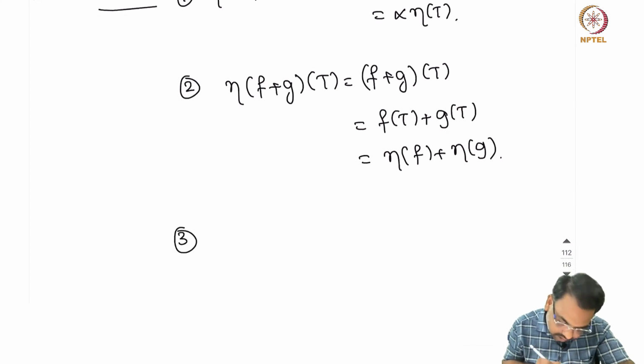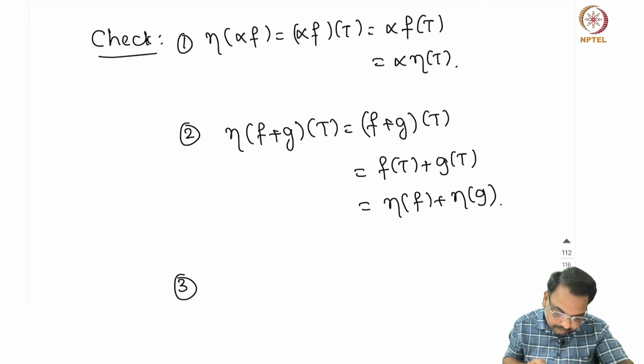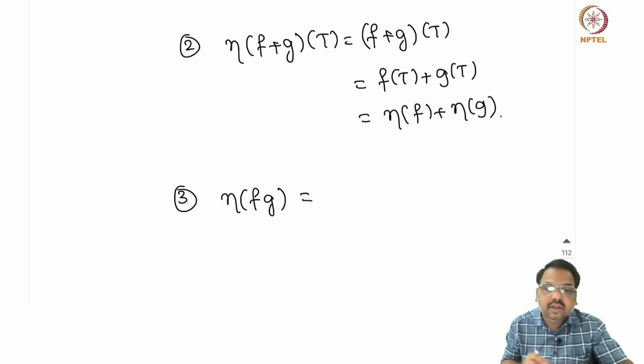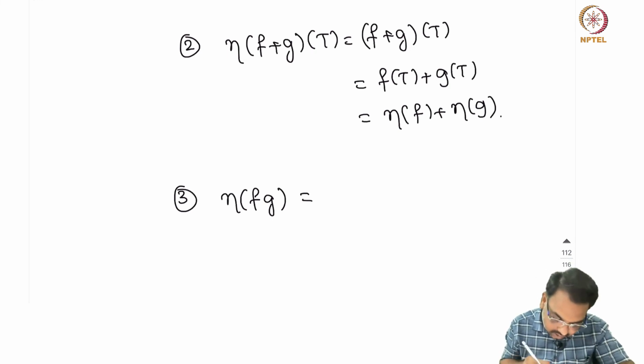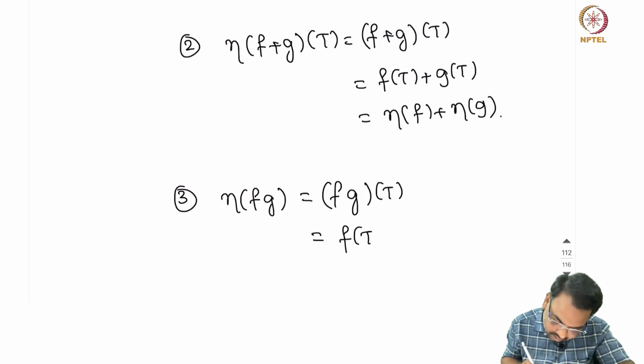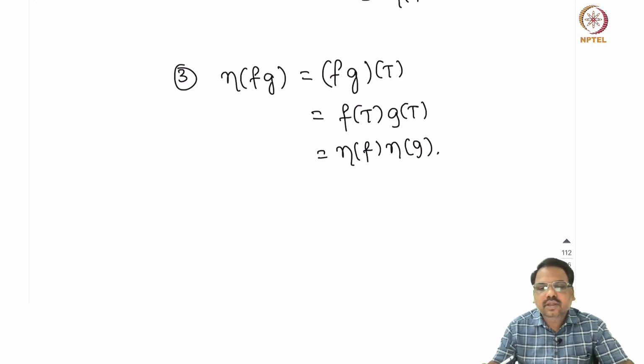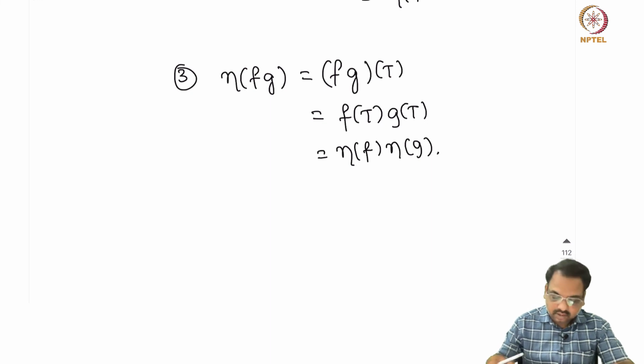Now in the same way we can actually show that eta is a linear map, and we can also show that eta of fg is nothing but eta f into eta g, that is fg acting on t is f of t into g of t. This is eta f into eta g. Again, this can be shown using the polynomials. You can approximate f by a sequence of polynomials Pn and g by a sequence of polynomials Qn. Now, using the definition of continuous functional calculus, we can get this result.